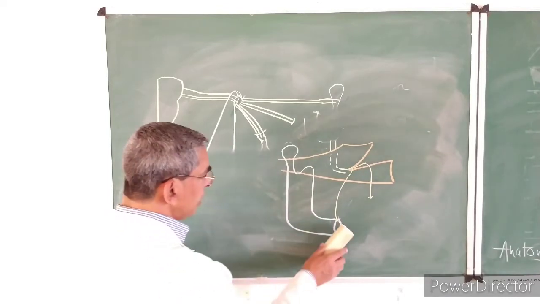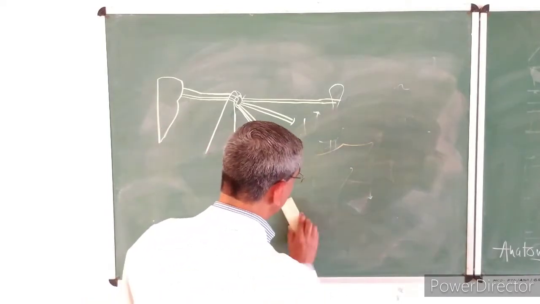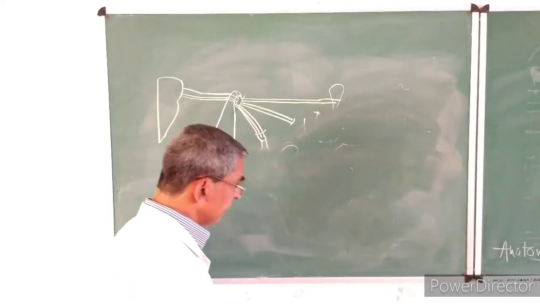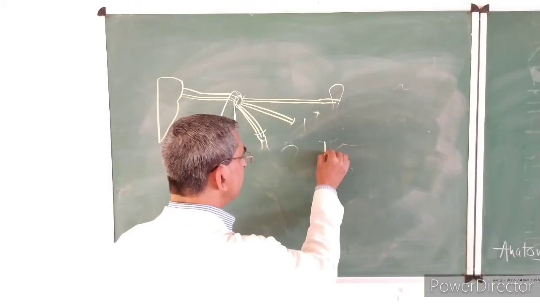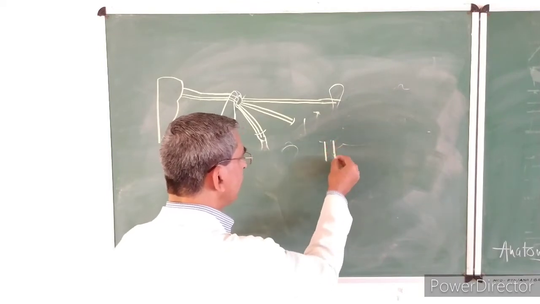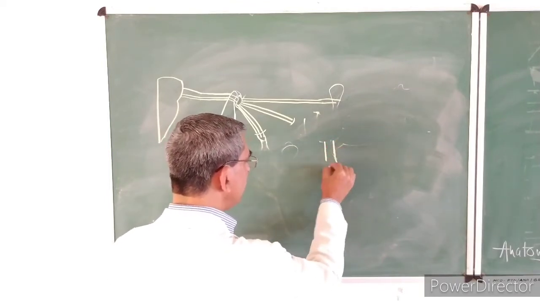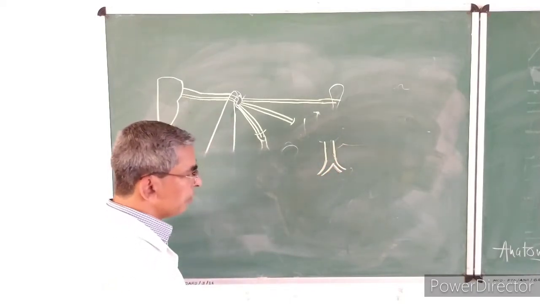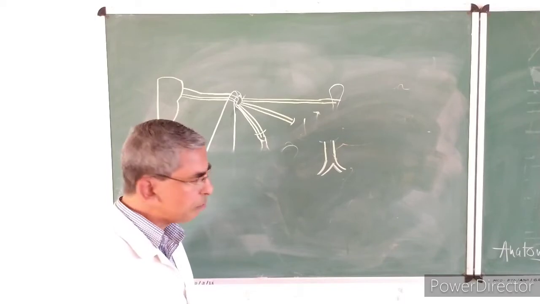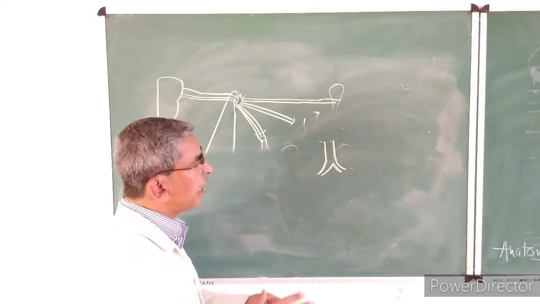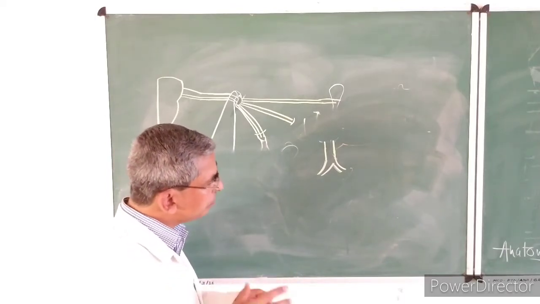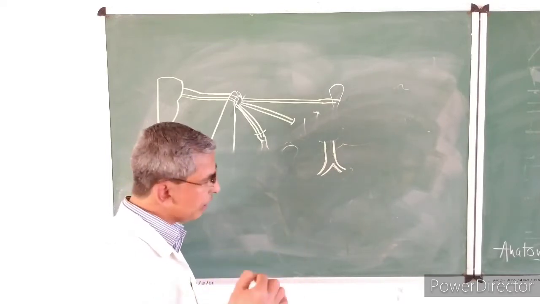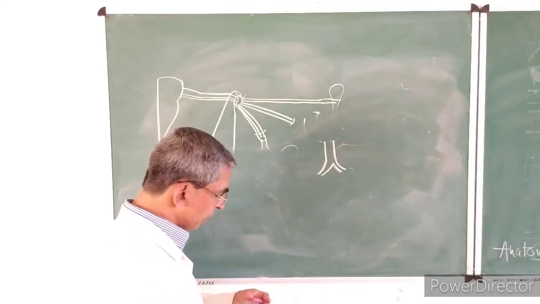Now, what are the branches from the posterior division? Look here. Suppose this is the trunk, anterior division and the posterior division. Now, what are the branches of the posterior division? There are three branches. They are all sensory except the inferior alveolar nerve, which also carries motor fibers, which supply the mylohyoid. We will come to that later.